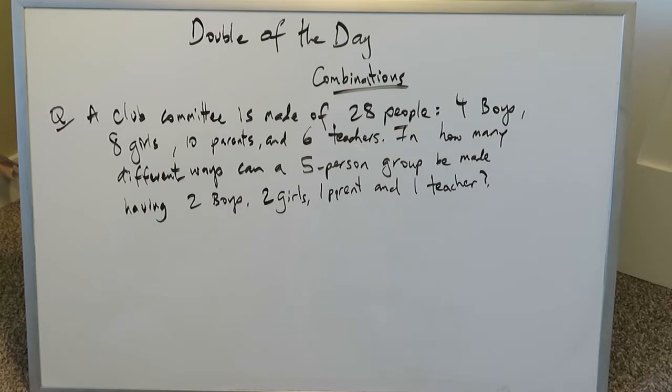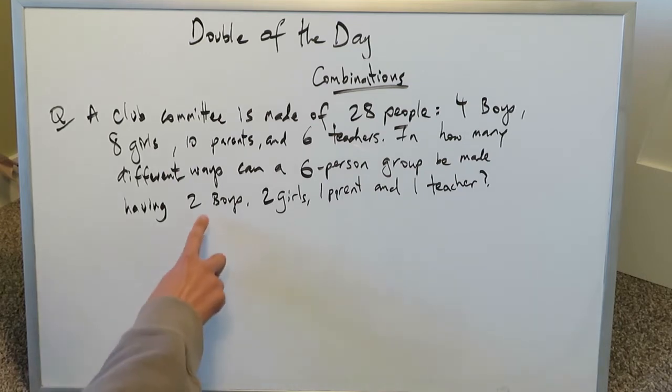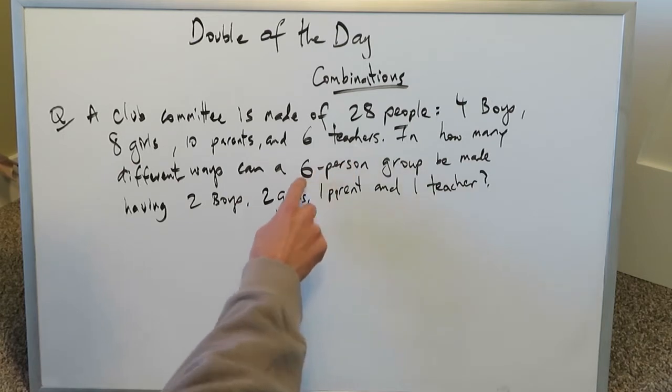We are looking here at questions adapted from actual standardized tests. These are two questions we will look at. Let's start with this question. A club committee is made up of 28 people. Of those, 4 are boys, 8 are girls, 10 are parents, and 6 are teachers. In how many different ways can a 6-person group be made, having 2 boys, 2 girls, 1 parent, and 1 teacher? If you were to add 2 plus 2 plus 1 plus 1, you'll get that 6.